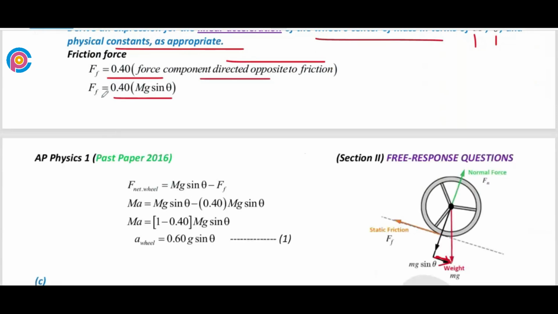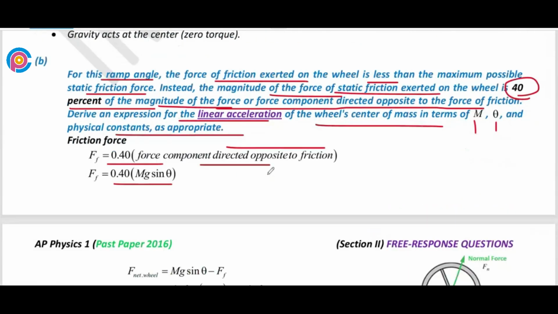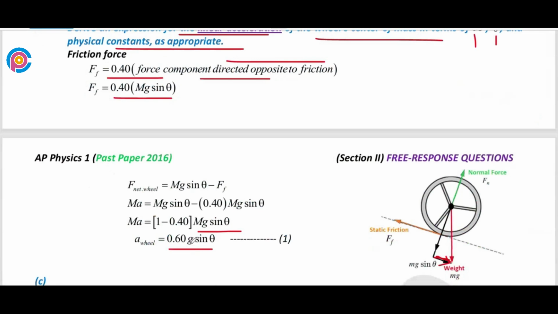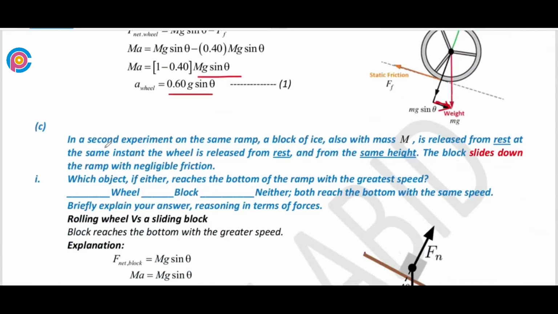F, we come to know the value of the force of friction. Now the net force acting is mg sine theta minus F. For F we have the value 0.4 mg sine theta. Mg sine theta can be taken common, giving 0.6 mg sine theta. M cancels because we want the linear acceleration. So the linear acceleration is equal to 0.6 g sine theta. That's the answer.